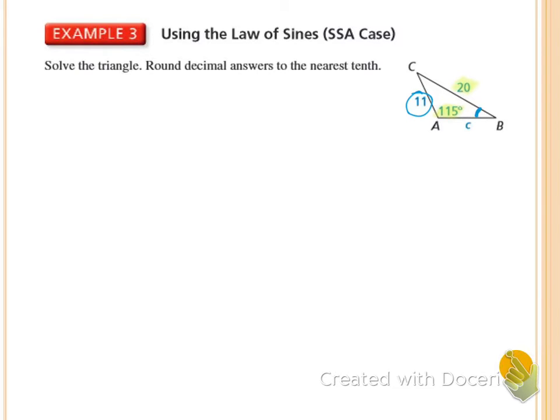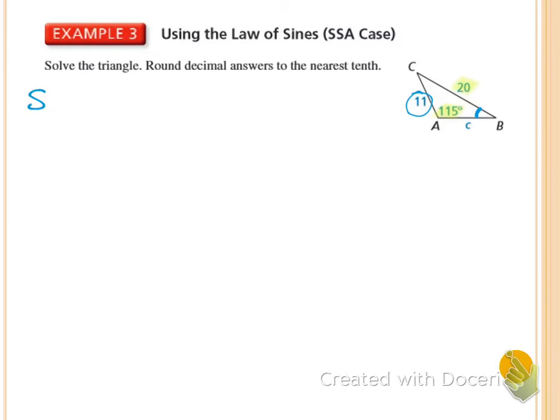B, angle B. So we're actually going to find angle B first. We can't find C first because we have no information about the angle or the side. We would set up and have nothing to do with it. So we have to find angle B first. So we're missing an angle.